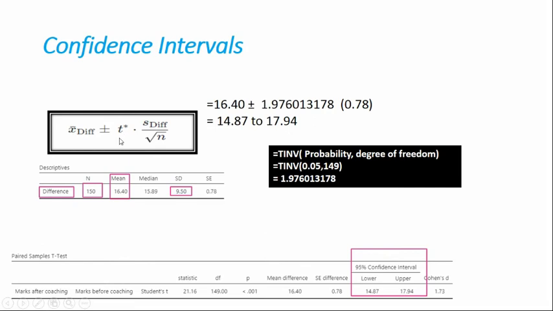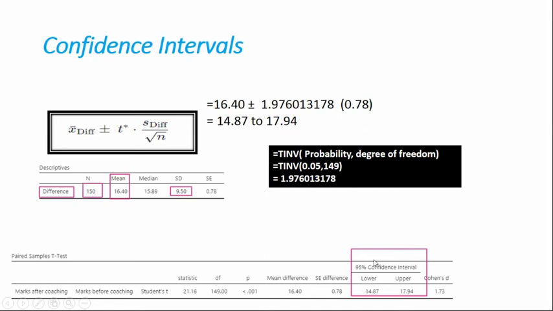To check the exact t value up to decimal places, I have used Excel. In Excel I have performed this formula: is equal to TINV, with probability, meaning level of significance, and degree of freedom. Probability or level of significance is 0.05. Degree of freedom is 149. By putting these values, I got the value 1.976013178. By using this value, I got the limits 14.87 and 17.94.